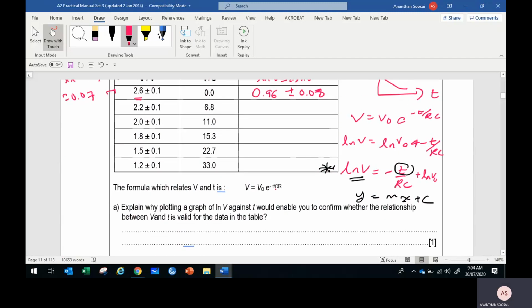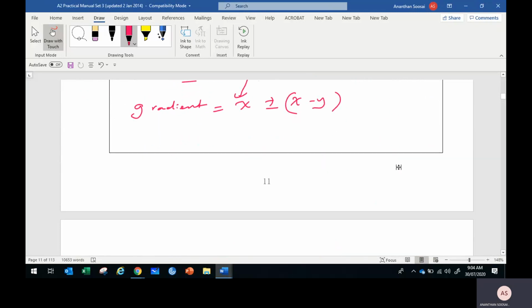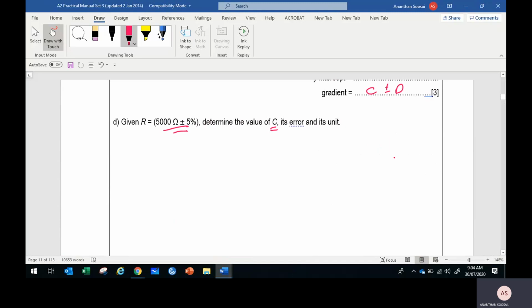You get your C from the gradient, right? Your gradient is negative 1 over RC. Correct? So we use that. The gradient is negative 1 over RC. So what is your C? C is negative 1 over gradient times R, correct?